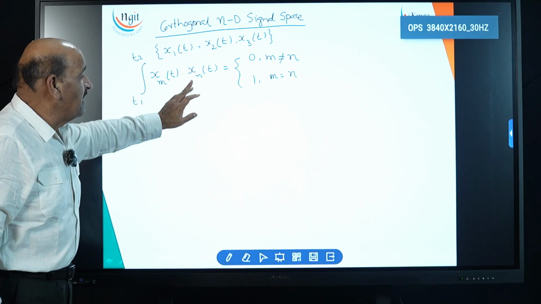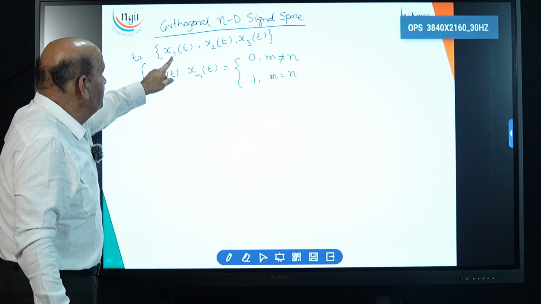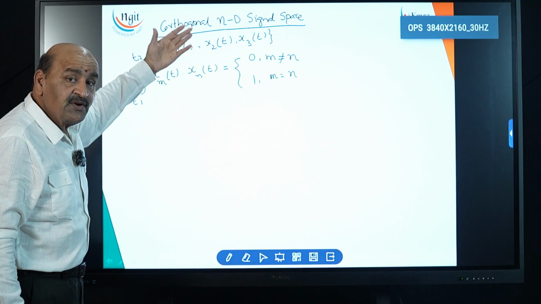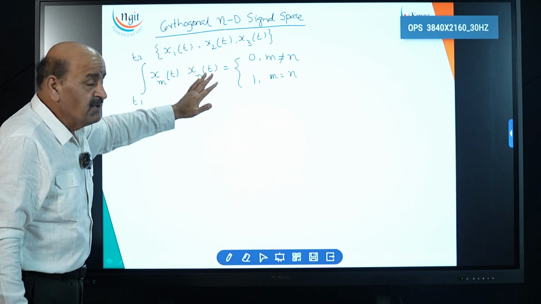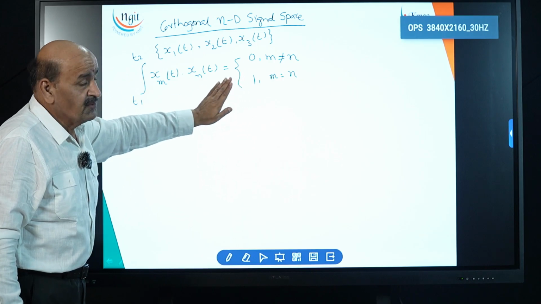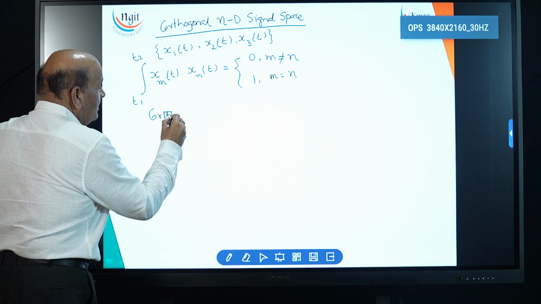Just look at the formula, same as the vector space. Now just look at this: it is an orthogonal set of signals, but an orthogonal set of vectors. Orthogonality means all signals have to satisfy this principle. In this way, let us consider orthogonal.